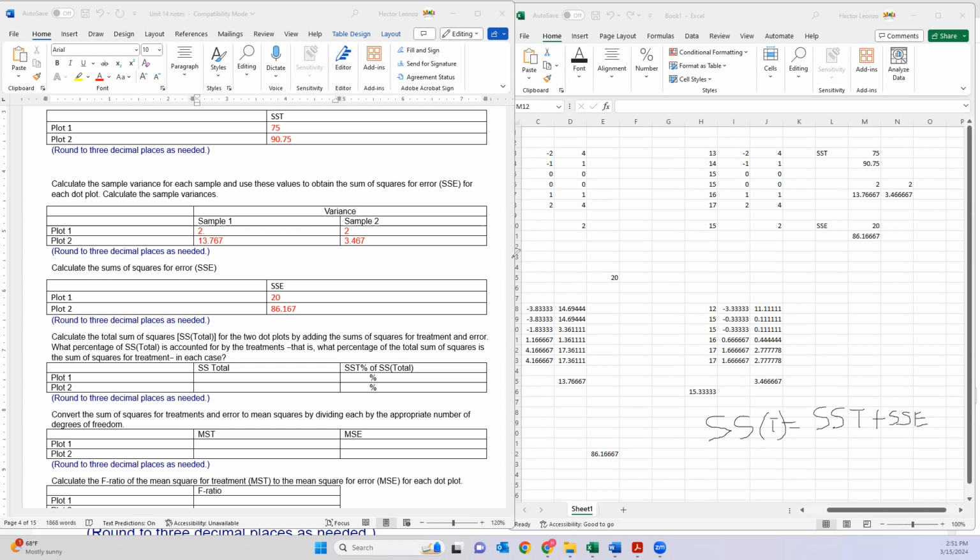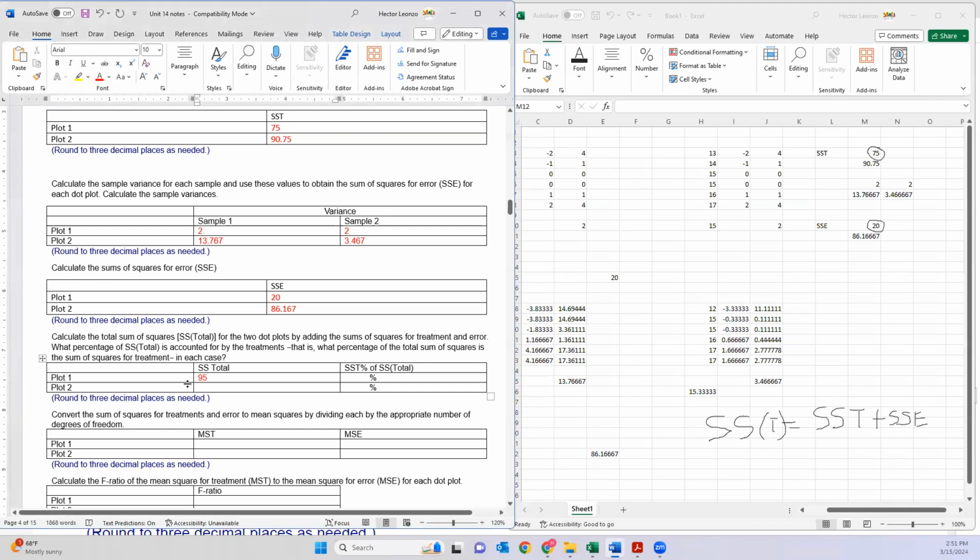Okay, so from plot one, what do we have from plot one? My SST from plot one is 75. My SSE from plot one is 20. So I don't think I need to do much, right? 75 plus 20, we can use a calculator. I'm just going to call that 95. My SS total for plot one is 95.